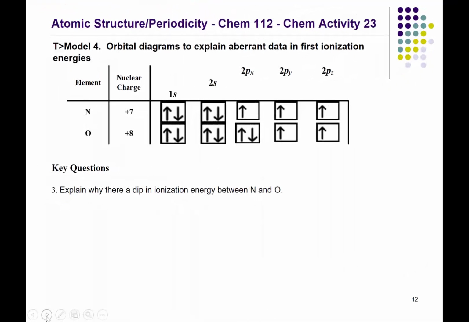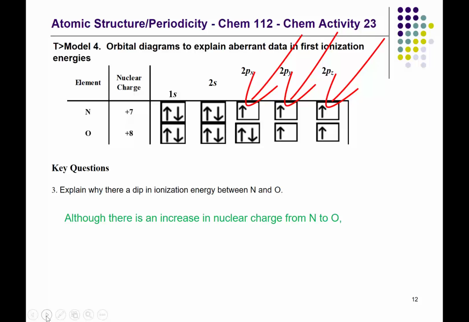In key question number 3, you're asked to explain why there's a dip in ionization energy between nitrogen and oxygen. So once again, we notice that the nuclear charge is increasing going from nitrogen to oxygen. So we'll make that statement. Although there's an increase in nuclear charge, looking at the orbital diagrams, and make sure you know how to write these out, if we think about which electron will be removed, which will be that first electron corresponding to the first ionization energy? In the case of nitrogen, it could be any one of the electrons in the 2p orbitals, because they're all the same energy. They are degenerate.